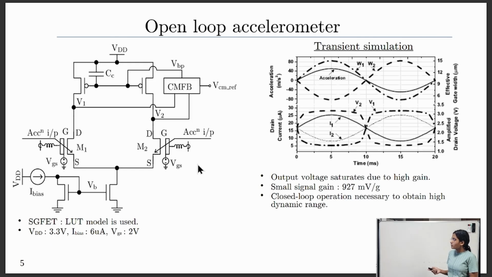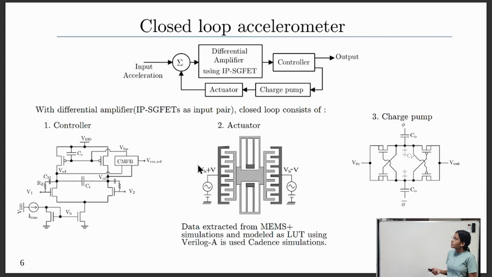Now, to obtain higher dynamic range and better sensitivity, we are operating in closed loop. Now we'll look at the block diagram of our closed loop accelerometer. The first stage is a differential amplifier which is interfacing the IP FET, which we just discussed. The second stage is the controller, and the feedback path consists of a charge pump which drives the actuator. This is the schematic of all the different blocks.